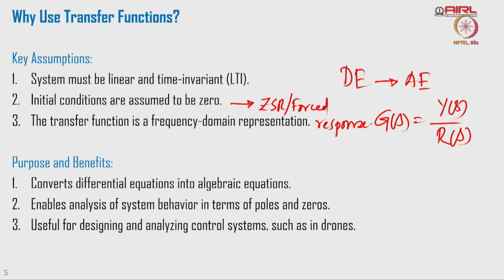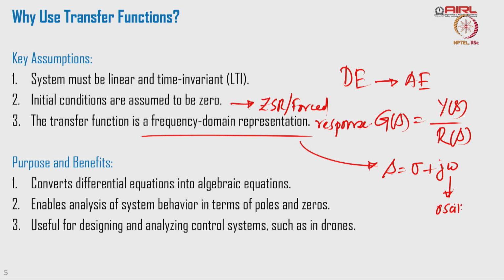Okay. The transfer function is a frequency domain representation. What does that mean? We have S domain representation which has sigma plus j omega. Omega is the imaginary part of the variable S, and this actually represents oscillations in the system response. So, we are saying that when we talk about S, it is essentially a frequency domain representation. Okay.